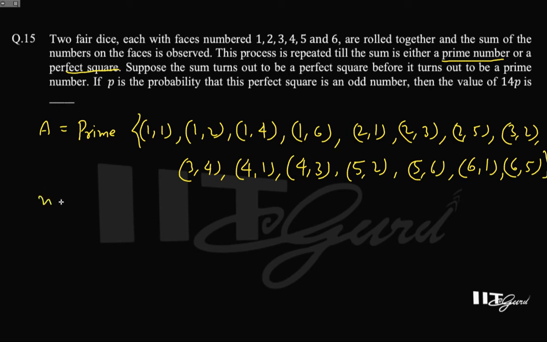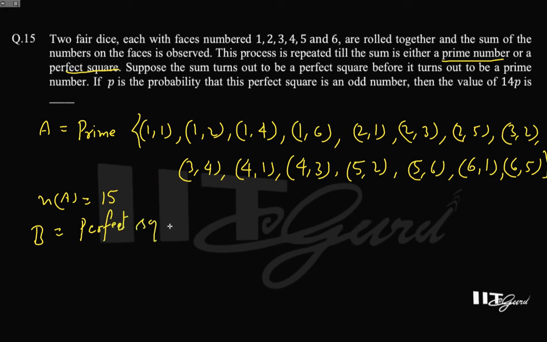So the number of elements of A, if you count, 3 3 is 6, 2 is 8, 4 is 12, 3 is 15. So 15. Now let B be the perfect square.